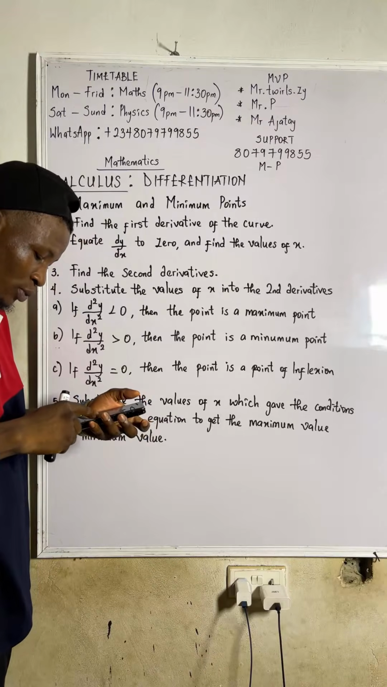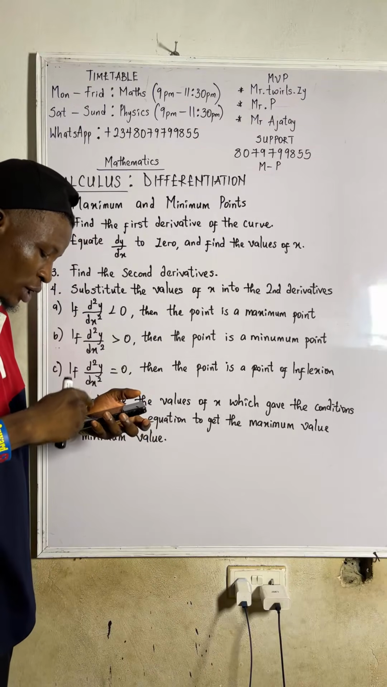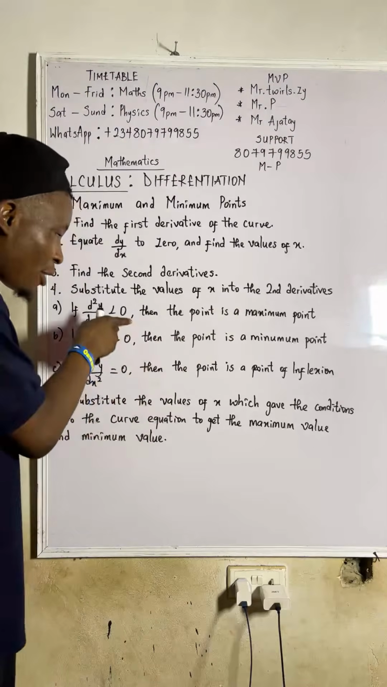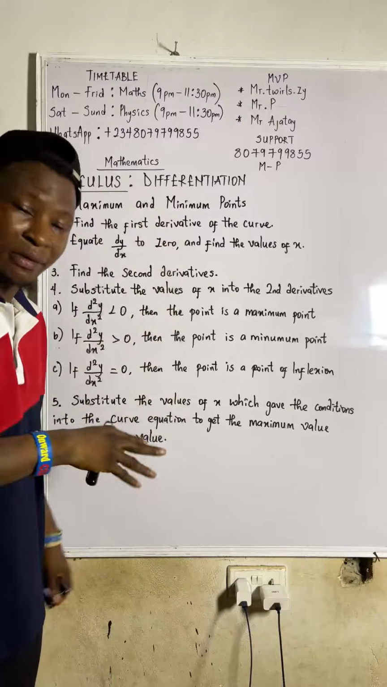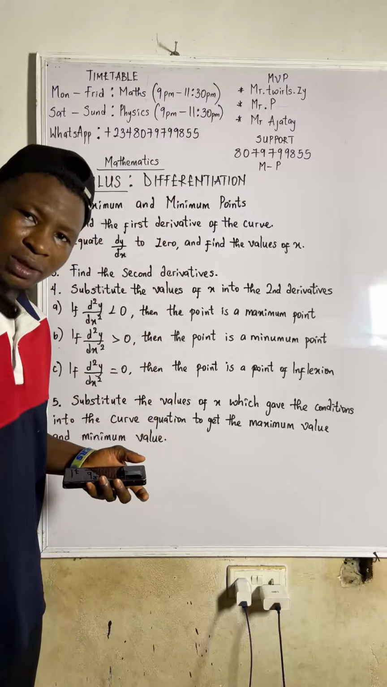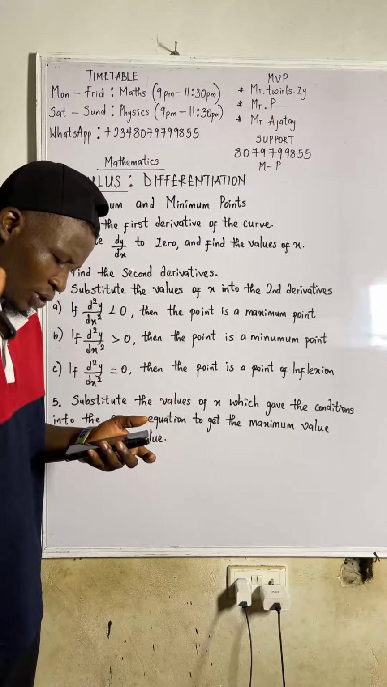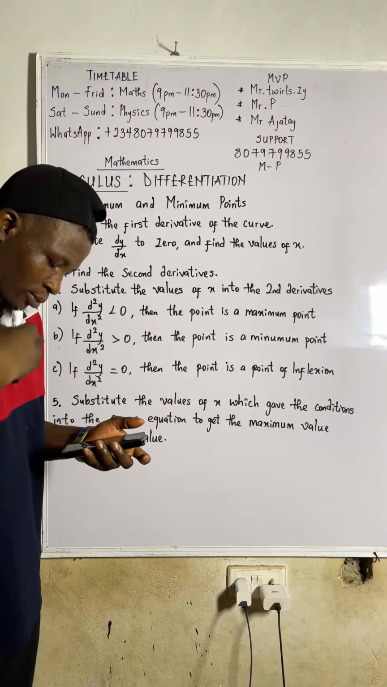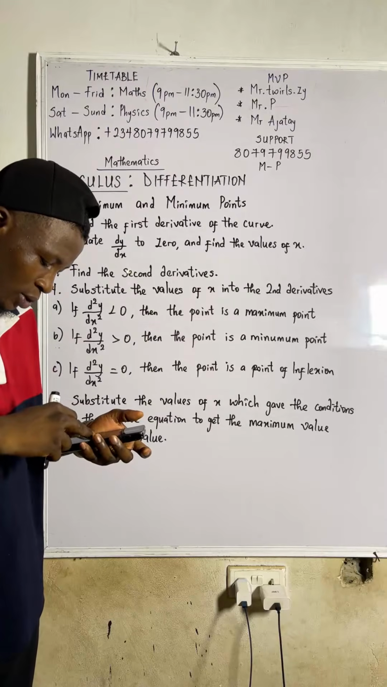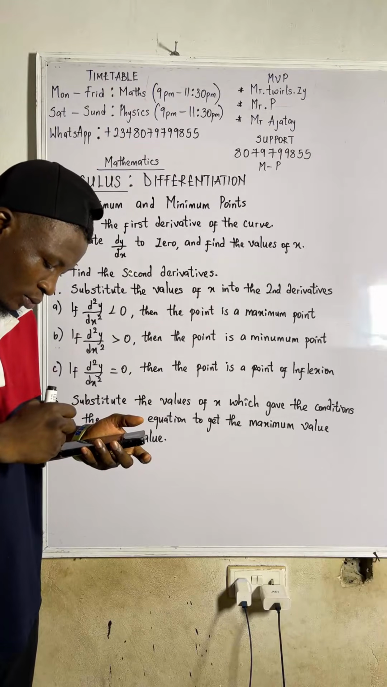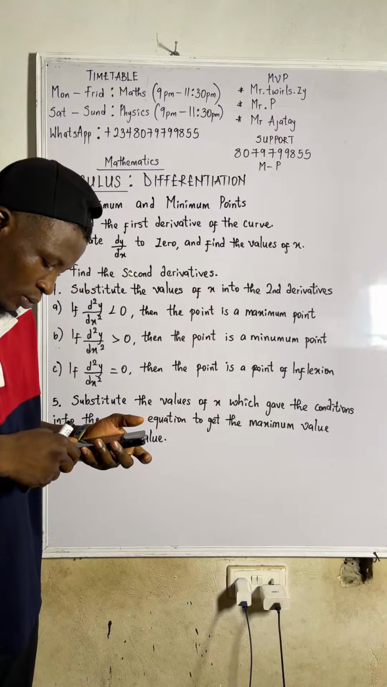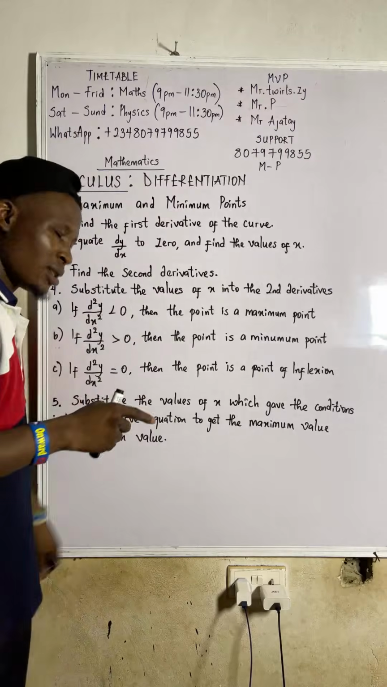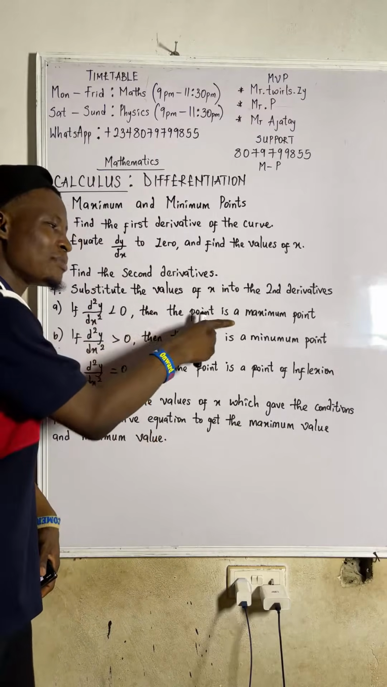Take note of what you get. This is another question here. If it is less than 0, that's the maximum point. They can ask you this kind of question in the exam without solving it. Do you get what I just said? Do you understand? Yes, all right. So if it is less than 0, that is the maximum point.